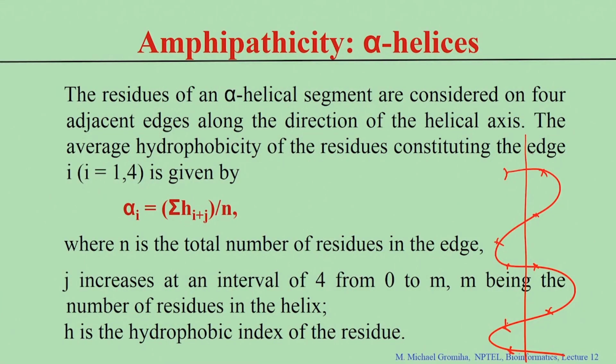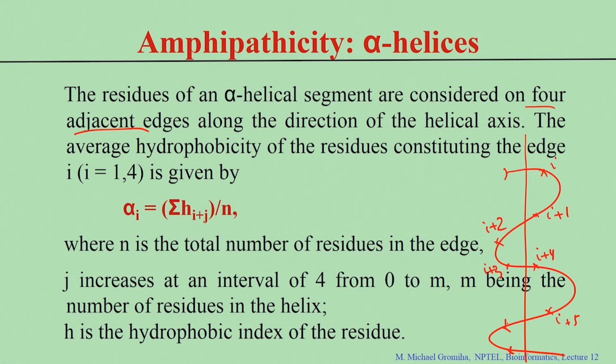If this is I, then for this I plus 1, I plus 2, I plus 3, I plus 4. So you can see the periodicity, I plus 5. Between this I and I plus 4, this 1, 2, 3, 4 and this 5, 1 and 5 will be in the same phase, and likewise you can see 2 and 6. So if you have a helical segment, you can make 4 adjacent edges, and put 1, 2, 3, 4 in the direction of the helical axis.